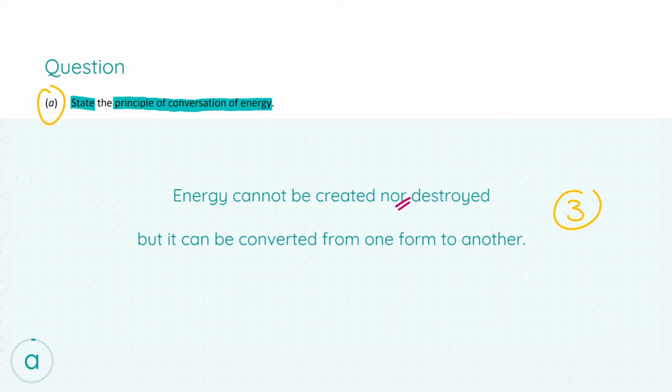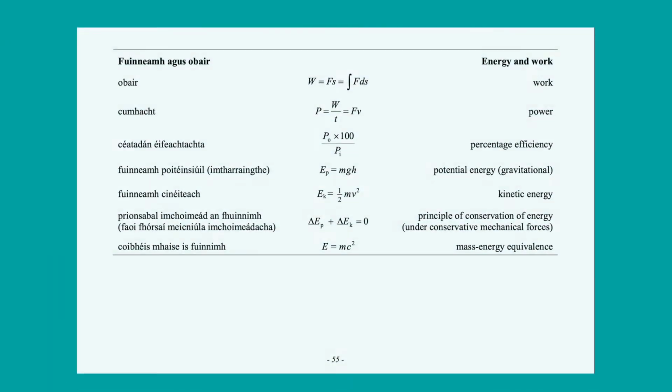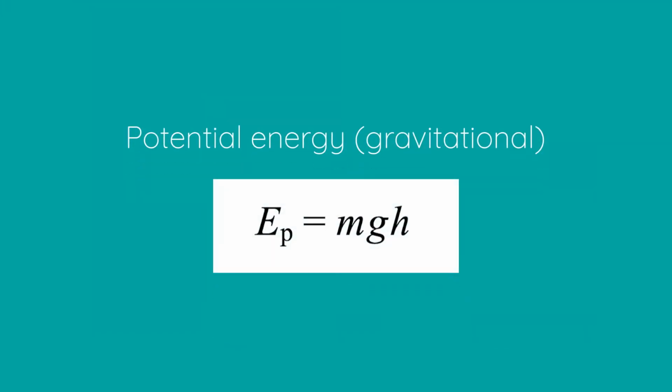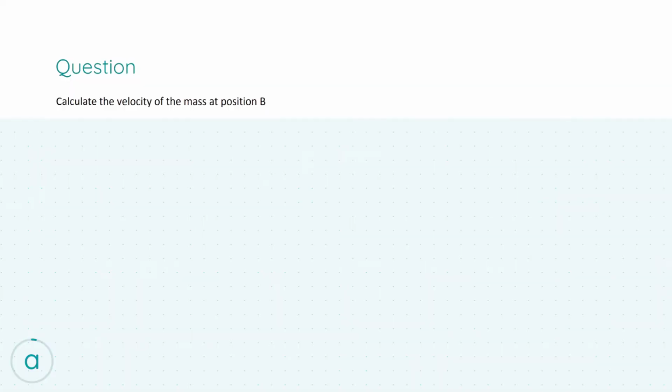Before we move on to our calculations question, which is up next, I just want to draw your attention to page 55 of the Formula and Tables book, where we're going to be looking at the formulas for potential or gravitational energy and kinetic energy. Okay, so we're asked first to calculate the velocity of the mass when the ball is at position B.